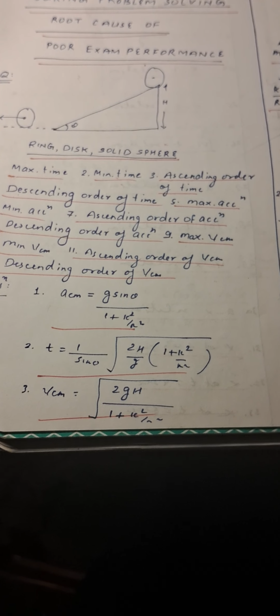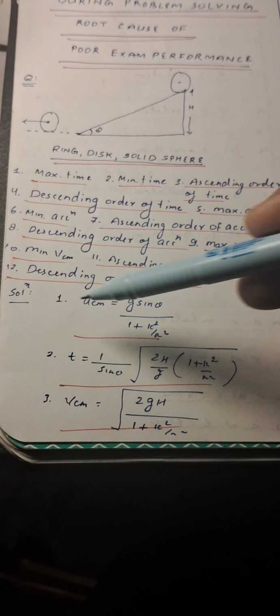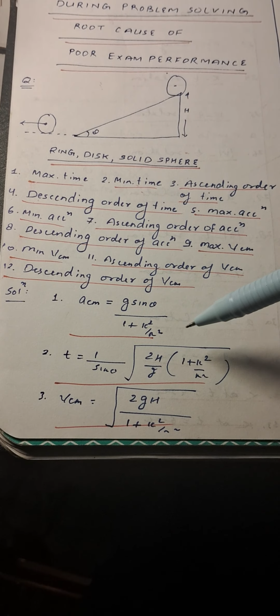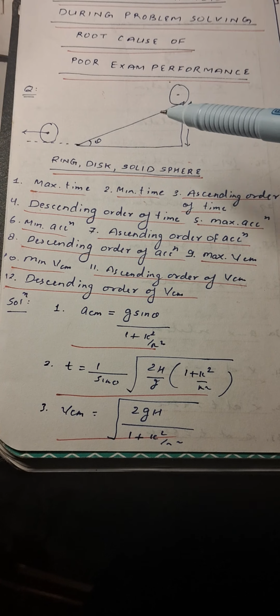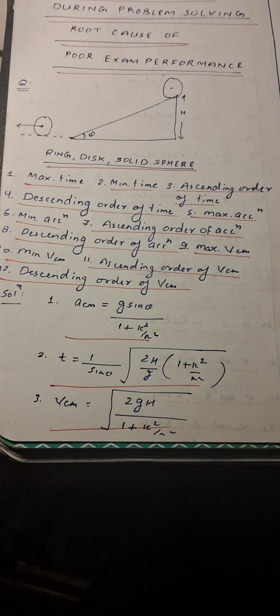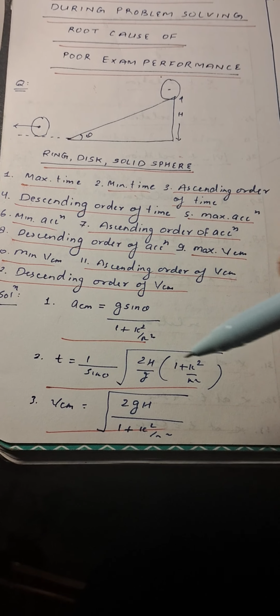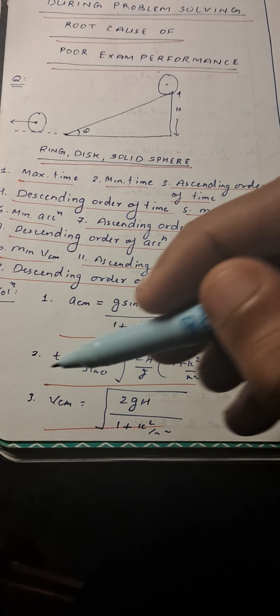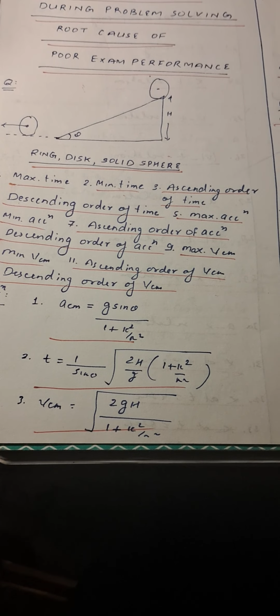All of these problems can be solved using the three facts that acceleration of center of mass in pure rolling is g sine theta by 1 plus k square by r square. In this problem we assume that the body is undergoing pure rolling. Then time comes out to be 1 by sine theta root 2h by g, 1 plus k square by r square, and VCM is root 2 gh by 1 plus k square by r square.